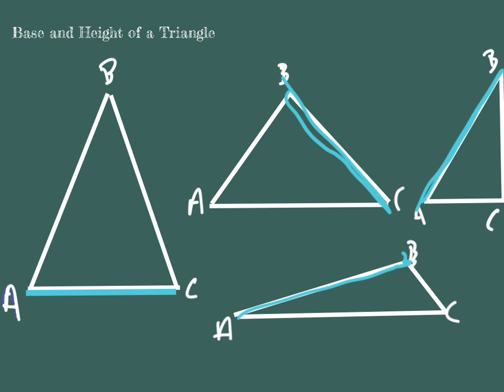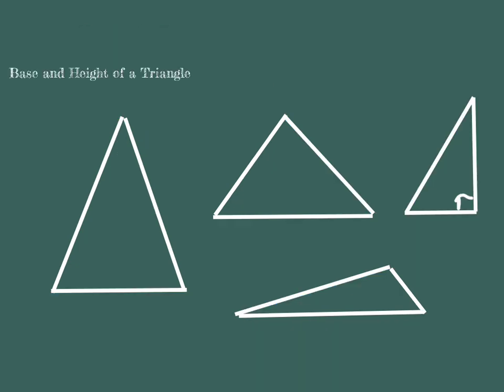What I might also do is sometimes, if you've got to find the height, you might need to draw a line. We'll talk about that a bit more later. If I were to do that, I might add an extra letter, so that might be D. So that line I've just drawn is BD. So how do we find the base? Well, let's have a look at this one first.